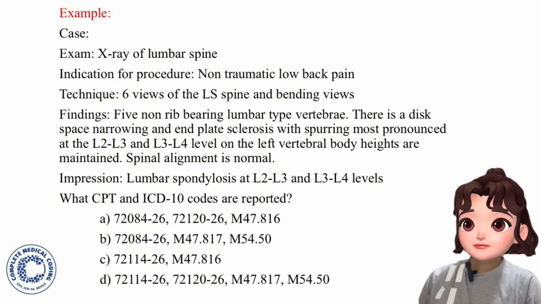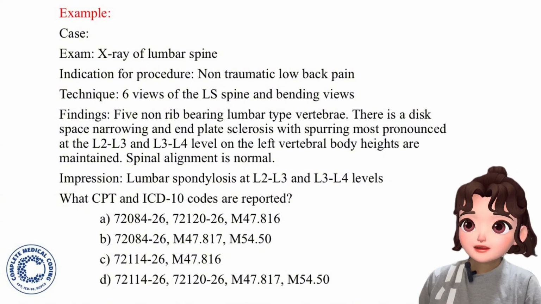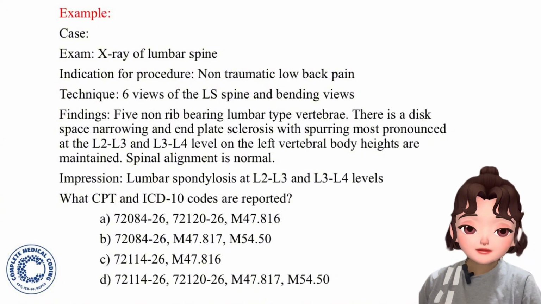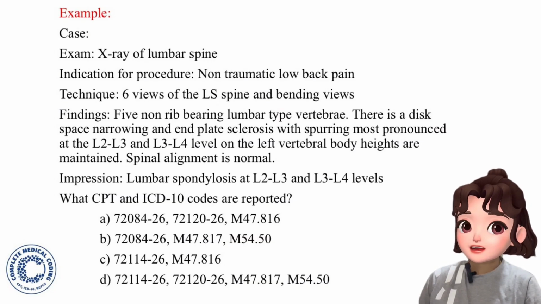Findings: 5 non-rib bearing lumbar type vertebrae. There is disc space narrowing and end plate sclerosis with spurring most pronounced at the L2-3 and L3-L4 levels on the left. Vertebral body heights are maintained. Spinal alignment is normal. What is the impression? The impression represents the confirmed diagnosis. Impression: lumbar spondylosis at L2-3 and L3-L4 levels. So lumbar spondylosis is the diagnosis here.